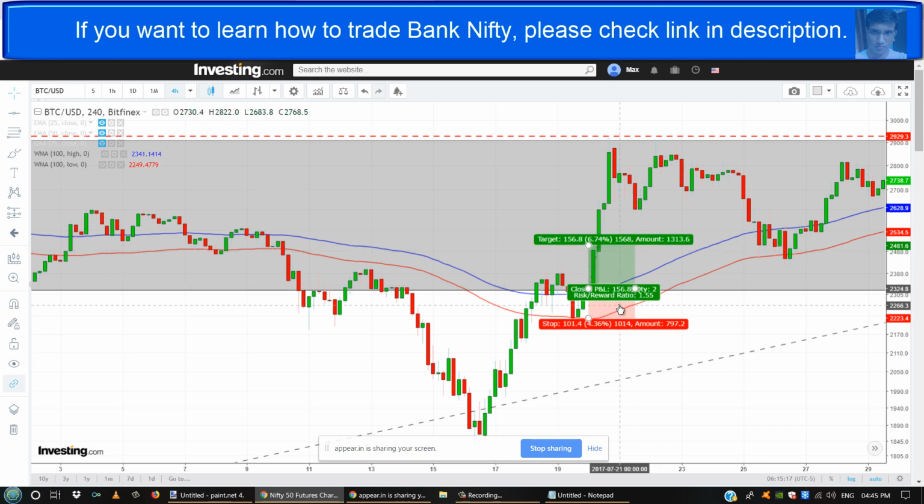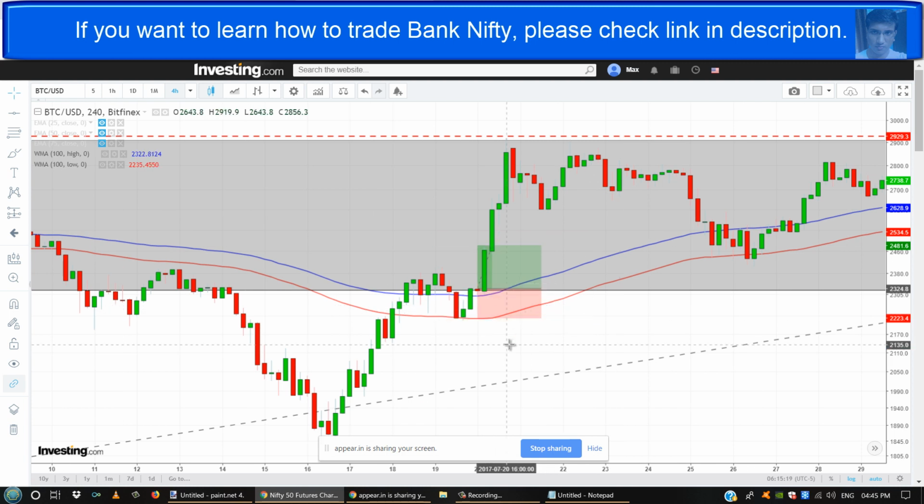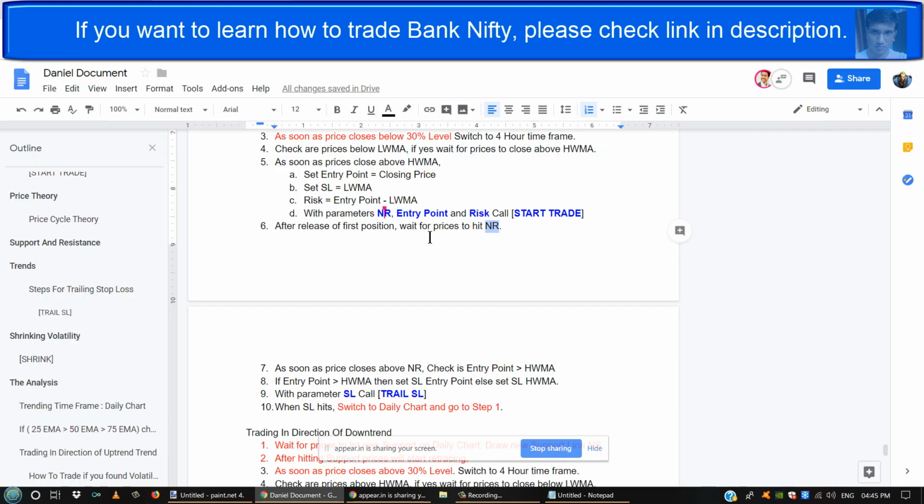Because I don't think that you put another buy order in there, right? Another what? By following the document, after the position is exited because it touched the stop loss, it says here, after release of first position, wait for prices to hit new resistance. So we are not doing another buy. No, we are not doing another buy.